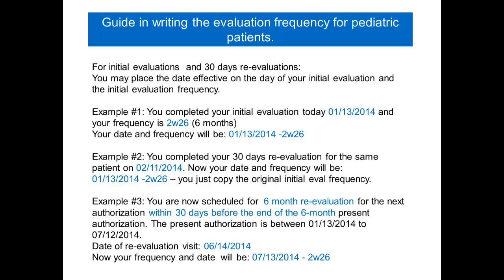2W26. Example number 2. You completed your 30-day re-evaluation for the same patient on 02/11/2014. Now your date and frequency will be 01/13/2014, 2W26. You just copy the original initial eval frequency.